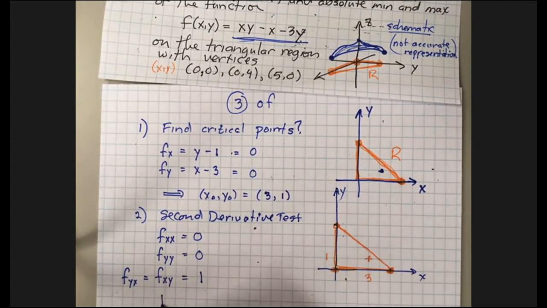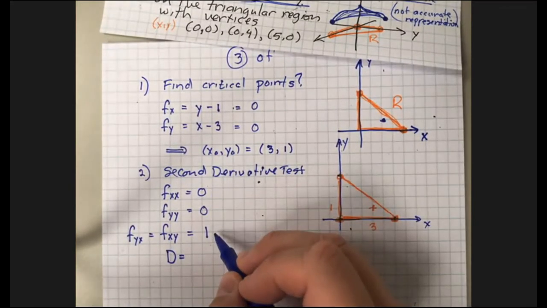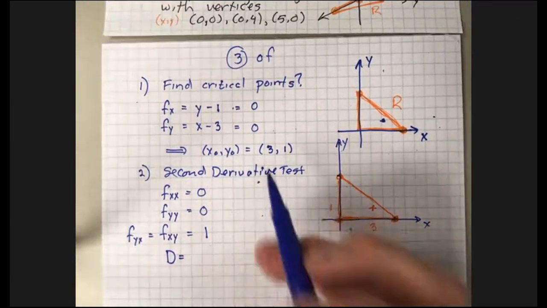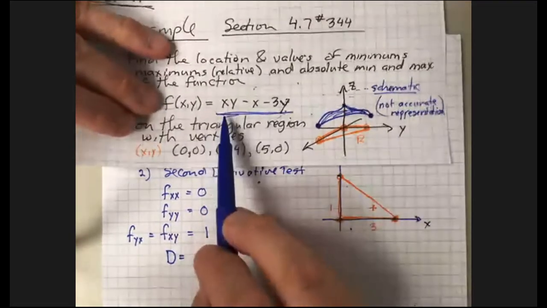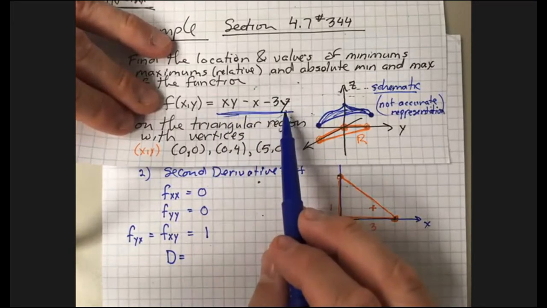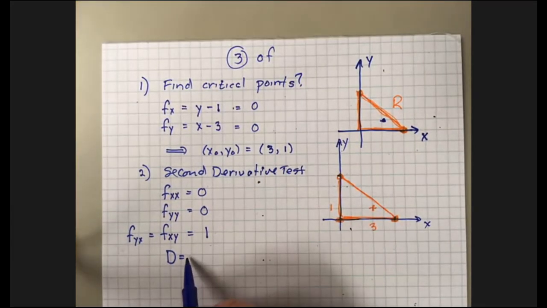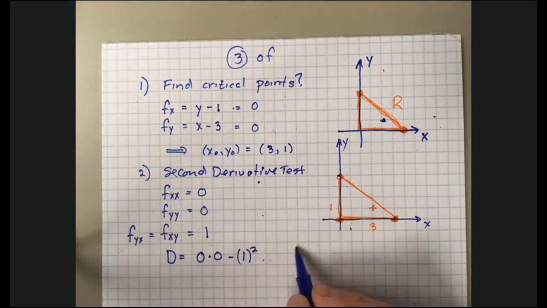So what's my discriminant? By the way, notice that these are constant. They don't even depend on where you are. Again, this is a very simple surface. The simplicity of the surface is because this is at most order 2, so 2 derivatives was going to turn it into a constant. So this discriminant, don't get fooled by that. Sometimes you have to actually plug in the point, but this discriminant is 0 times 0 minus 1 squared. And I could say that everywhere.